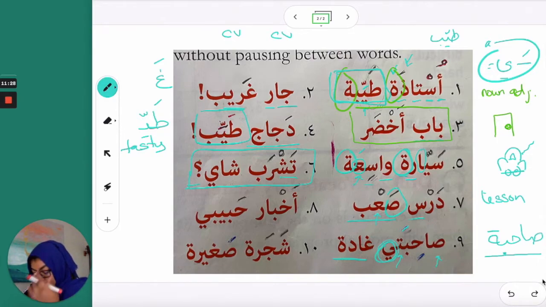Okay. رقم 8. Alif Hamza. Alif Hamza has a fatha here. A. Stopping on the kha because it has sukun. Akh. Ba has the alif after it. Ba. R. Stop on the ra. Akhbar. Akhbar is news.